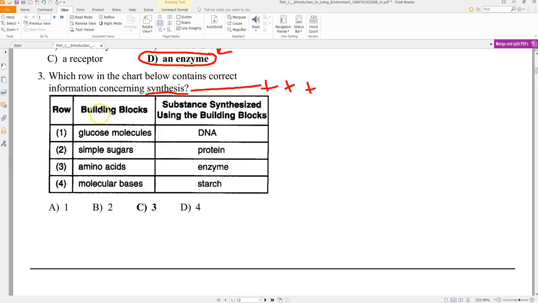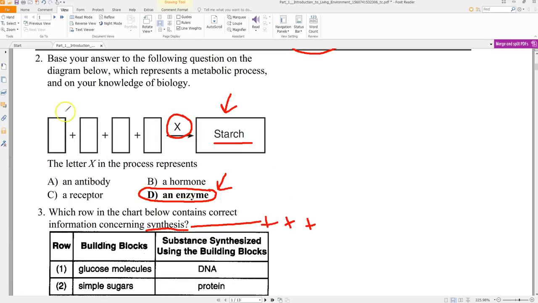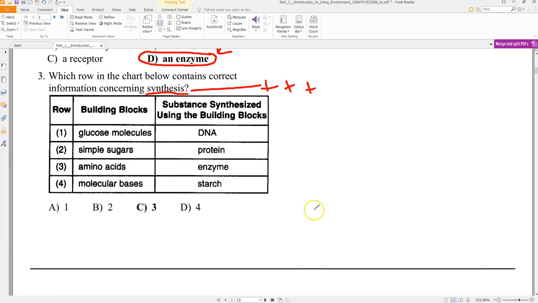So, building blocks means what you need to add, just like this formula, to get a more complex molecule. So here, they're trying to see which one is the correct one. Glucose, which is sugar. Does that make DNA?